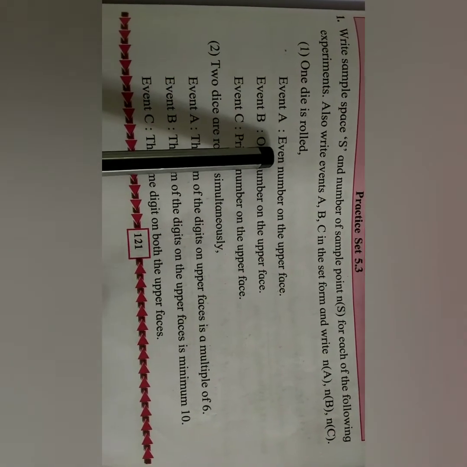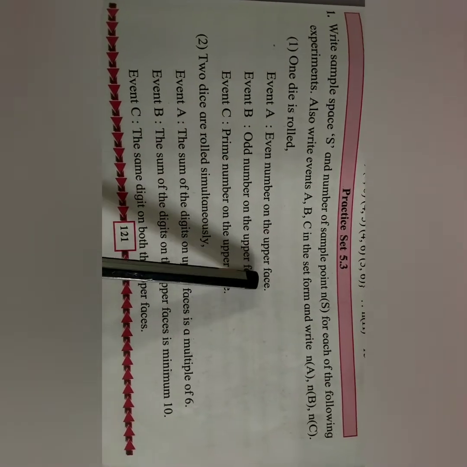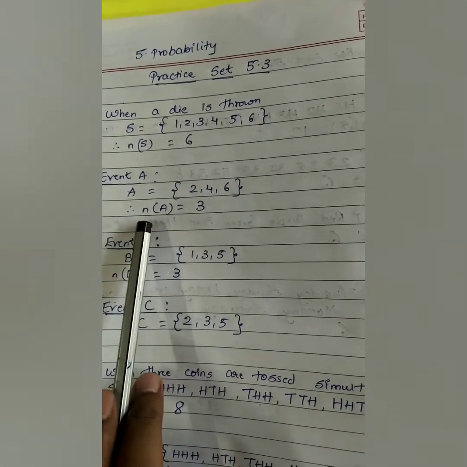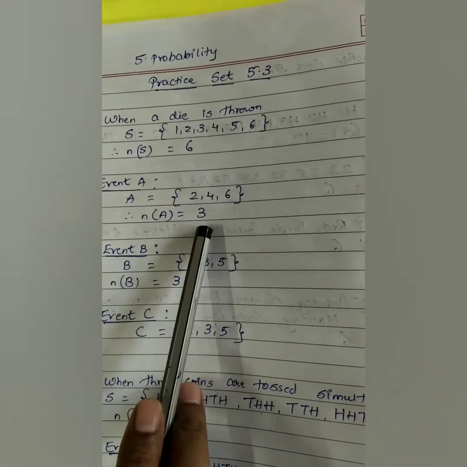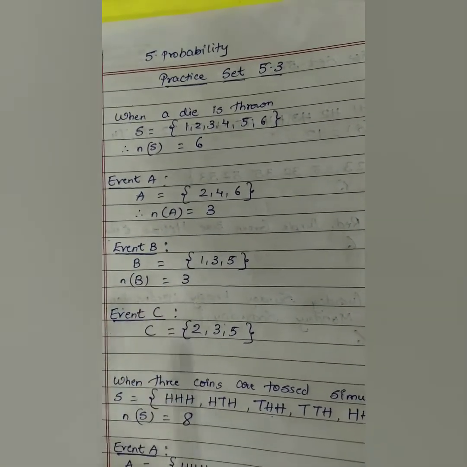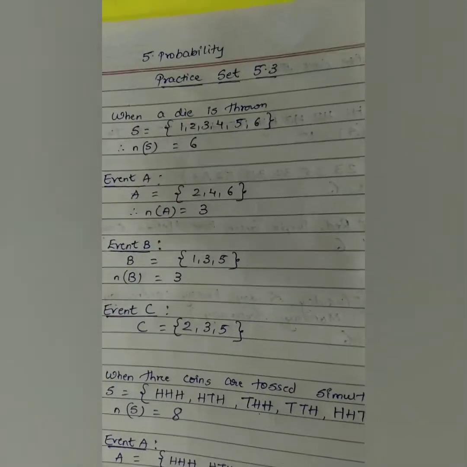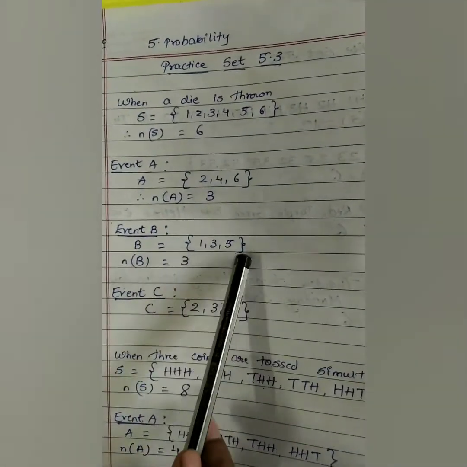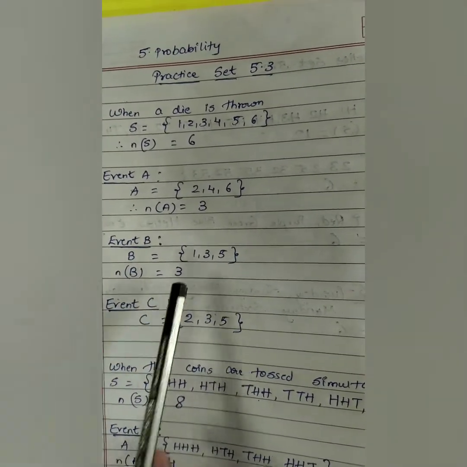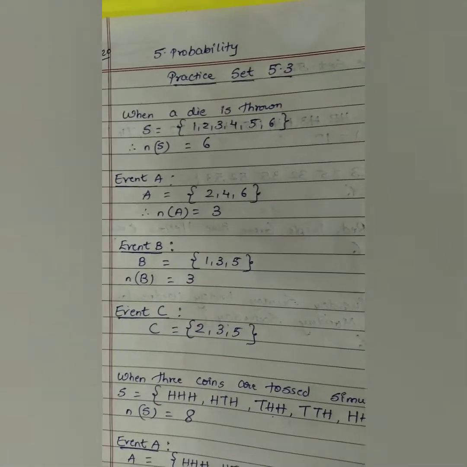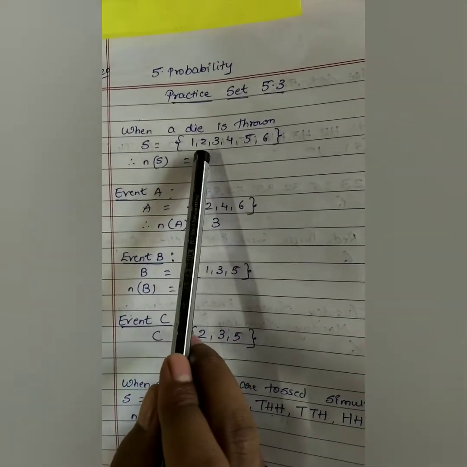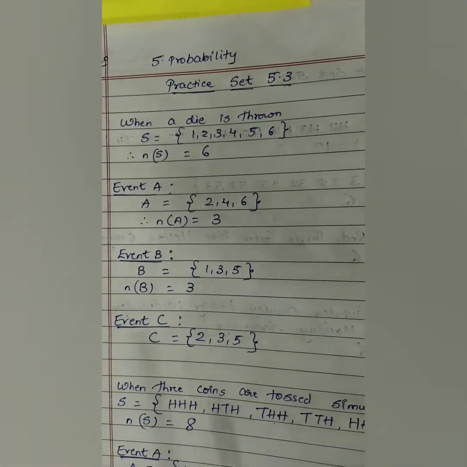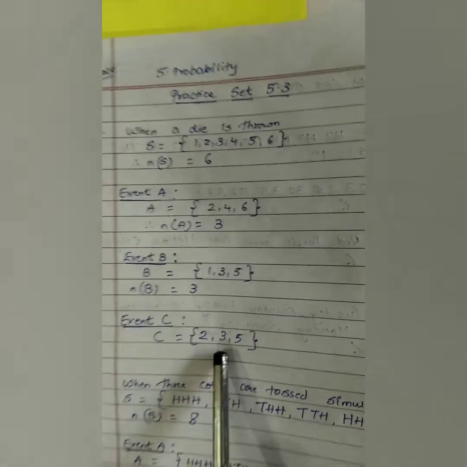Event A: even number on the upper face: 2, 4, 6. So n(A) equals 3. In case of event B, they have told odd number on the upper face: odd numbers 1, 3, 5. So n(B) is 3. Event C: prime number on the upper face. The prime numbers are 2, 3, 5. So n(C) equals 3.